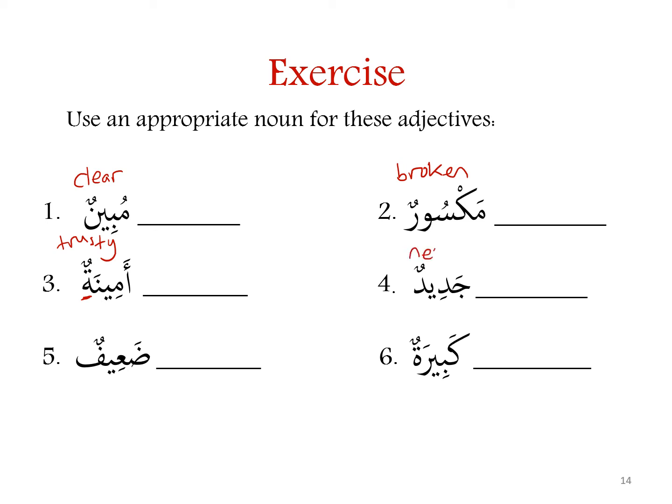Jadidun means new. Da'ifun means weak. Kabiratun means big or large, and this is referring for a feminine word. Kabirun would have been the masculine, kabiratun is feminine. So any of these adjectives could have been masculine or adding the ta marbuta to make it feminine. So pause the video now and see how you go with putting an appropriate definite noun.